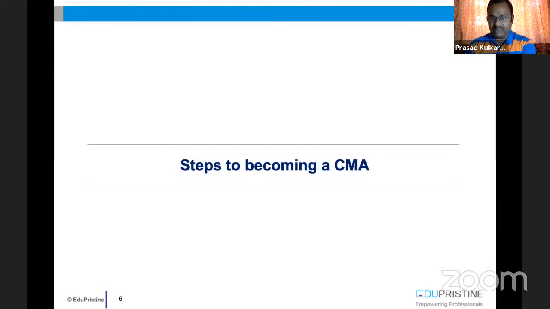Steps to becoming a CMA. What are the different steps? I mean, work hard, work hard. Before we go to the next slide, the steps are okay, but the course also deserves hard work, serious work. Only then will you be able to be successful in CMA.